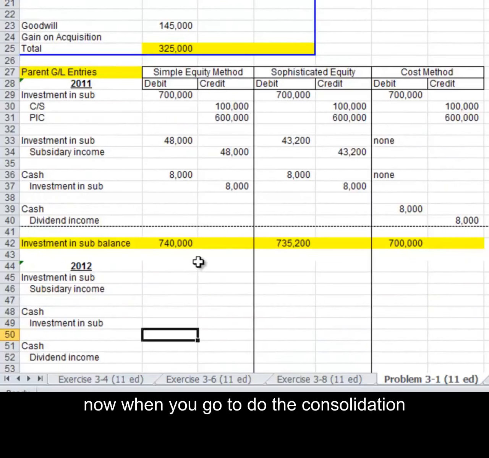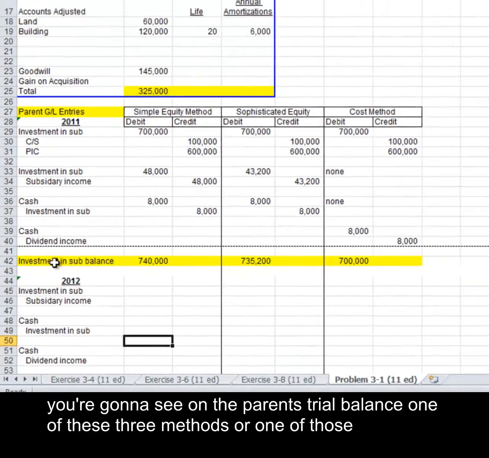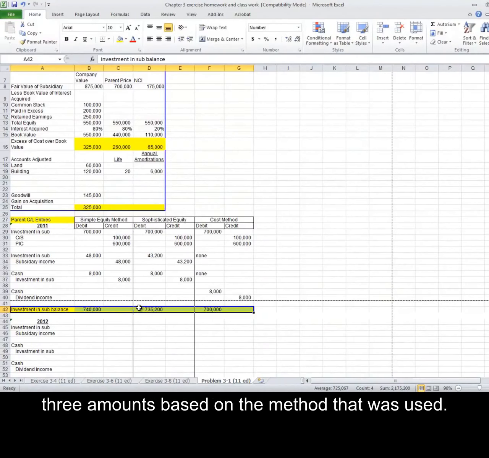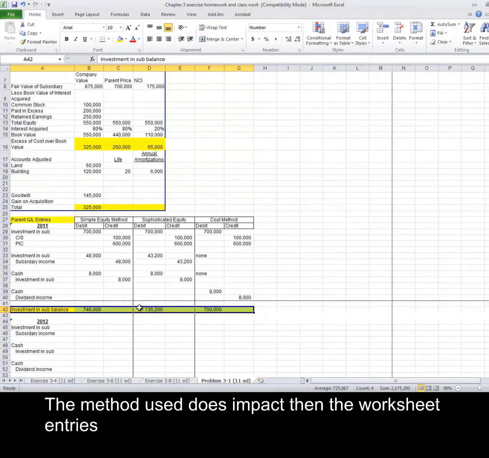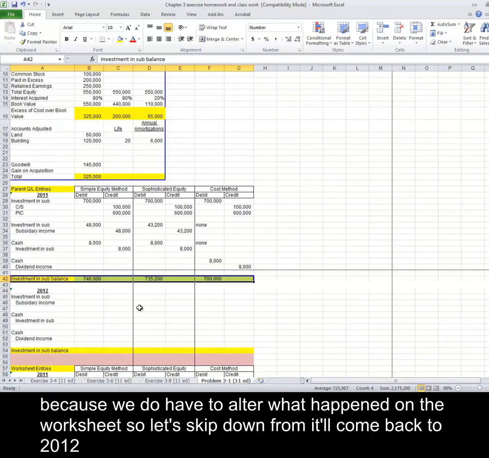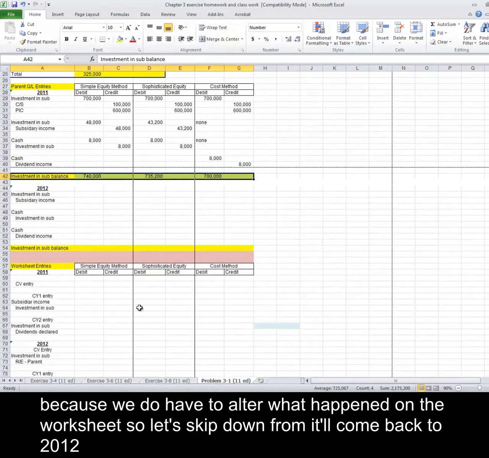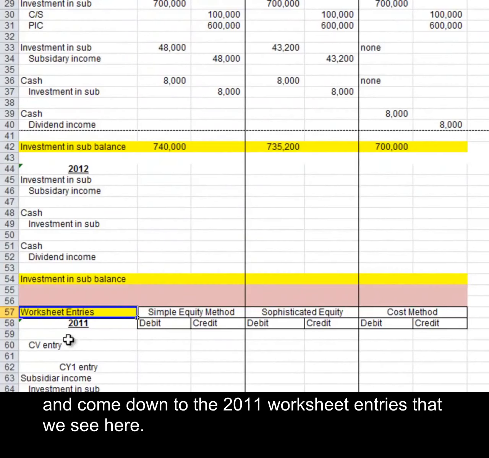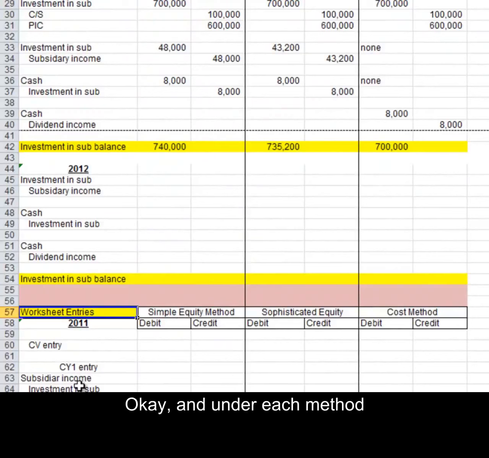Now when you go to do the consolidation, you're going to see on the parent's trial balance one of these three methods, or one of those three amounts based on the method that was used. The method used does impact then the worksheet entries, because we do have to alter what happened on the worksheet. So let's skip down for a minute. We'll come back to 2012 and come down to the 2011 worksheet entries that we see here, under each method.